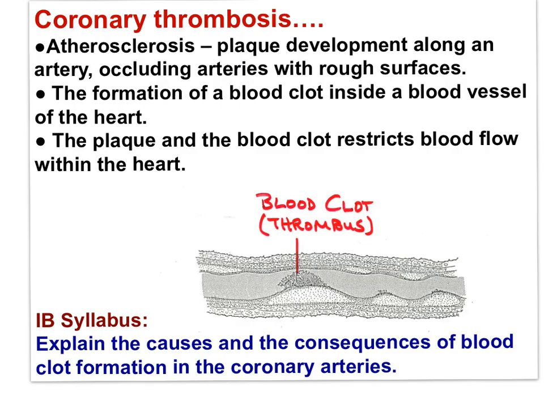So let's put together the relationship between atherosclerosis and coronary thrombosis. Plaque development, known as atherosclerosis, the hardening of the arteries, can initiate the formation of a clot due to the roughened surface around plaque development. The plaque and the clot together will cause coronary arteries to become blocked, occluded. This is coronary thrombosis, and the next event is a heart attack.